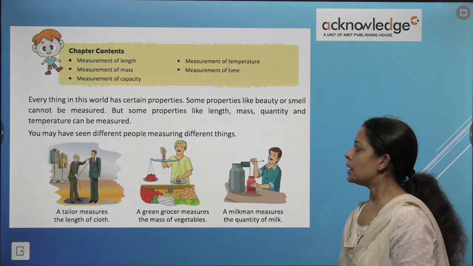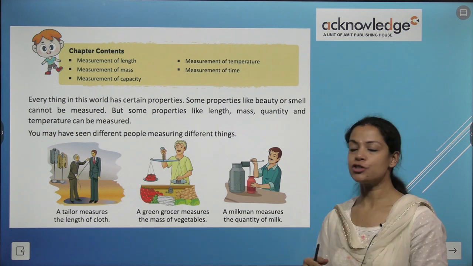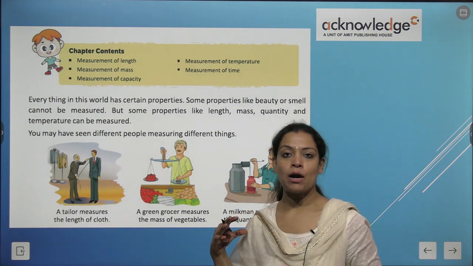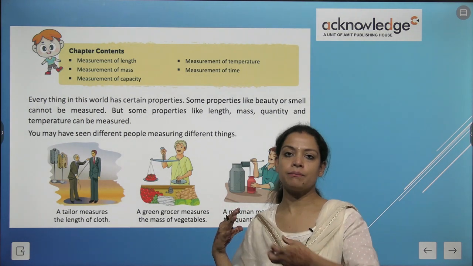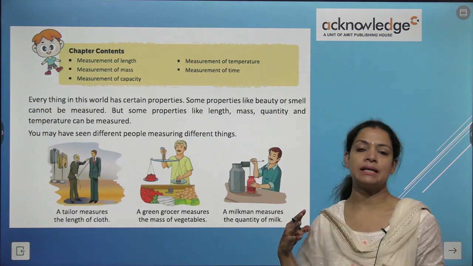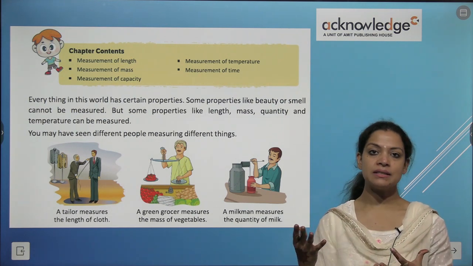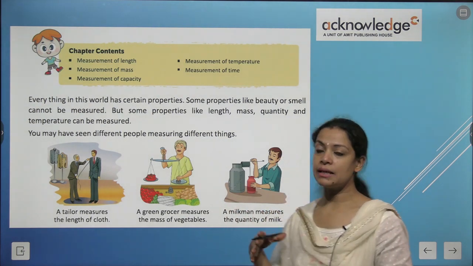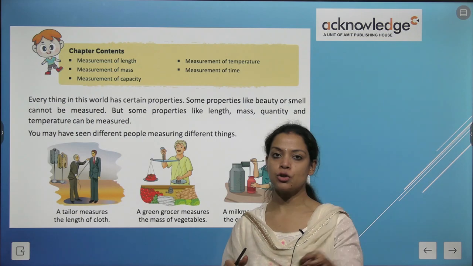Everything in this world has certain properties. हर चीज का कुछ ना कुछ special feature होता है, quality होती है. Some properties like beauty or smell, they cannot be measured. आप measure नहीं कर सकते कि beauty को, कि who is more beautiful, या मतलब this is a thing which we usually say, but ये कोई measurement scale नहीं है beauty का या smell का या taste का. But some properties like length, mass, quantity and temperature, they can be measured accurately.